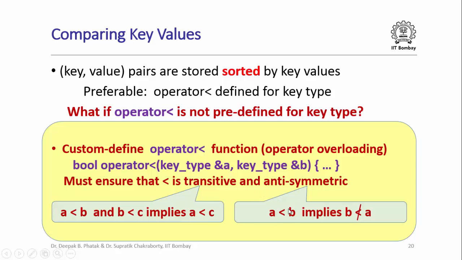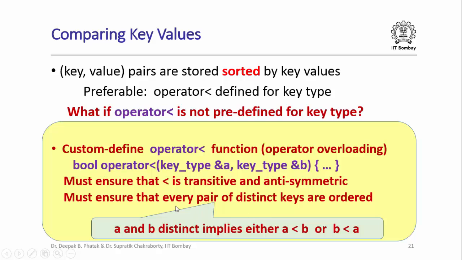It means that if an object A is less than object B, then it must not be the case that the object B is less than object A. In addition, this order defined by the less than operator must also ensure that every pair of distinct keys are ordered. For example, if A and B are distinct keys, then I should either have A less than B or I should have B less than A.